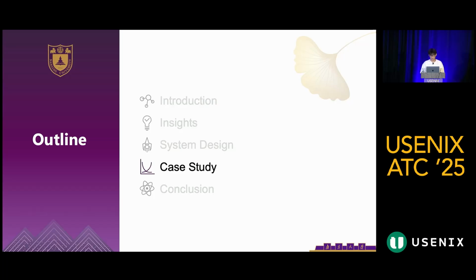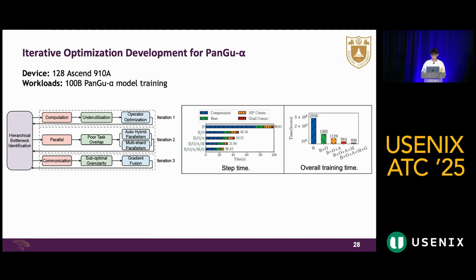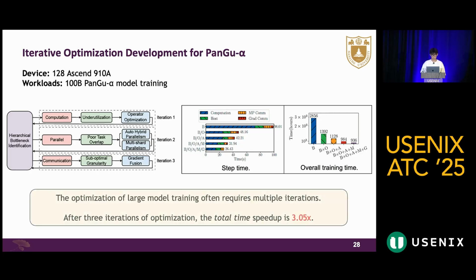Now let's see how this works in practice through some case studies. Our first case study is the 100 billion parameter PanGu-α model trained on 128 Ascend chips. Optimizing such a large model is an iterative process. Guided by Hermes, we achieved a remarkable 3.05 times speedup by successfully addressing computation, parallel, and communication bottlenecks. We omit the detailed step-by-step process here, but interested readers can refer to the paper for more details.